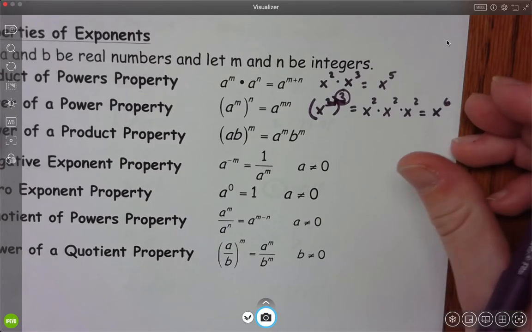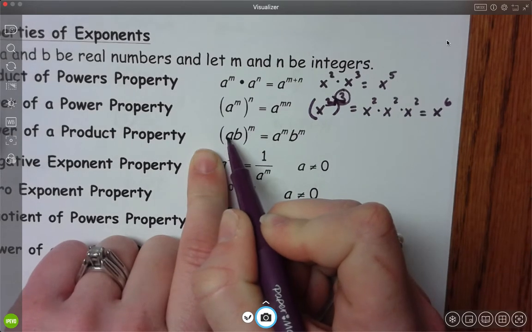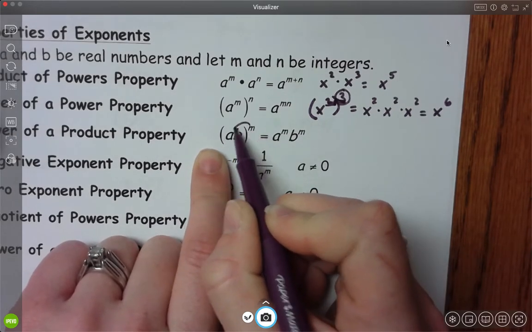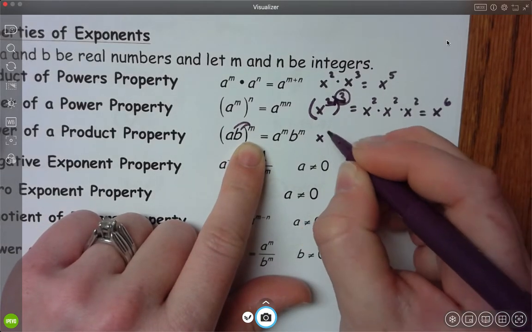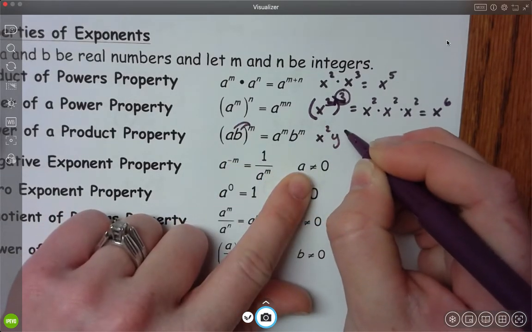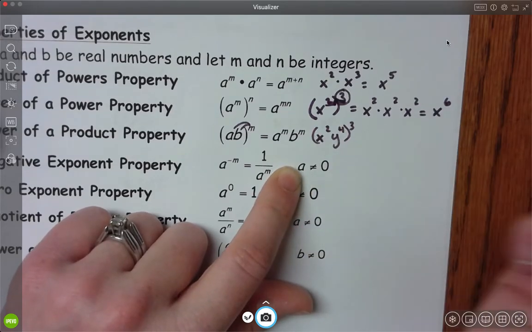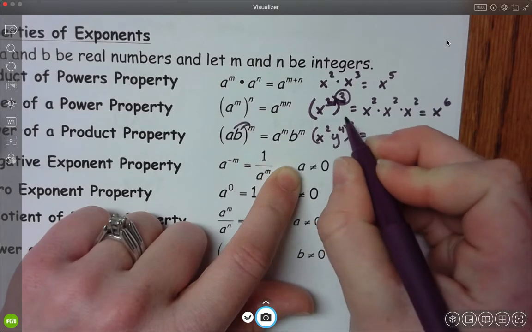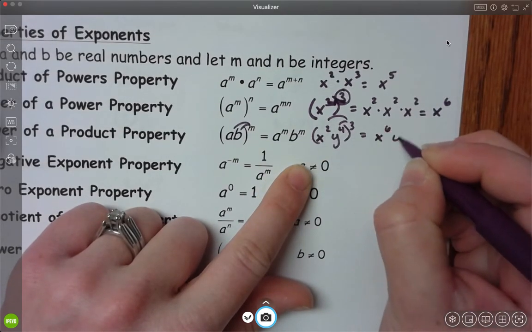This one is saying that when you have an exponent outside of the parentheses, you distribute the exponent through. So let's say I have x squared y to the 4th power, and I'm taking that to the 3rd. What I would do is distribute the 3 through, and here I am multiplying. So that would be x to the 6th, y to the 12th. That's what it would look like.